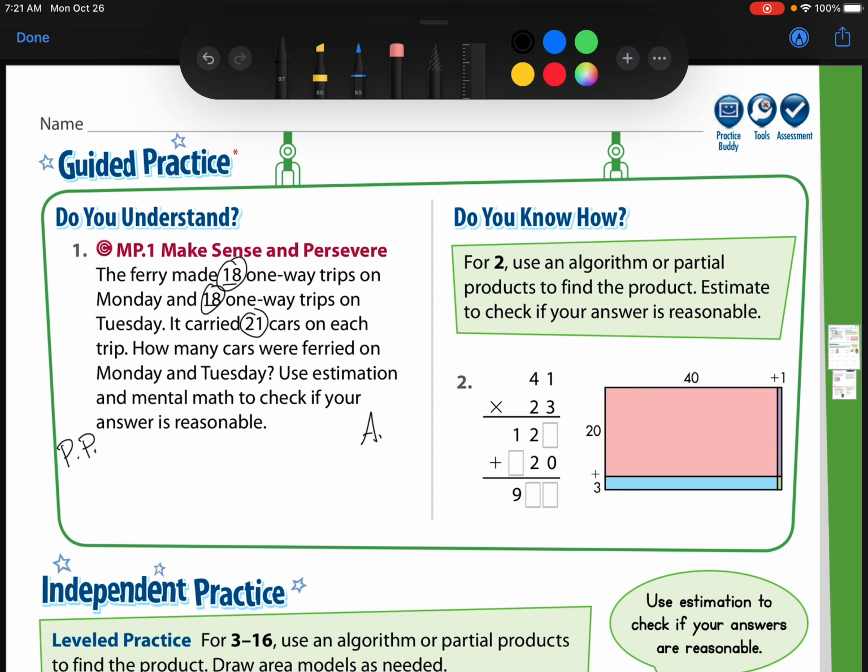Now with my algorithm, what I'm doing is I am multiplying this one's place value by everything up top. So let's begin. 1 times 6 is 6. And then we go to our next place value. 1 times 3 is 3. So now we go to our next place value. Remember, I'm multiplying this in our tens by everything up top.